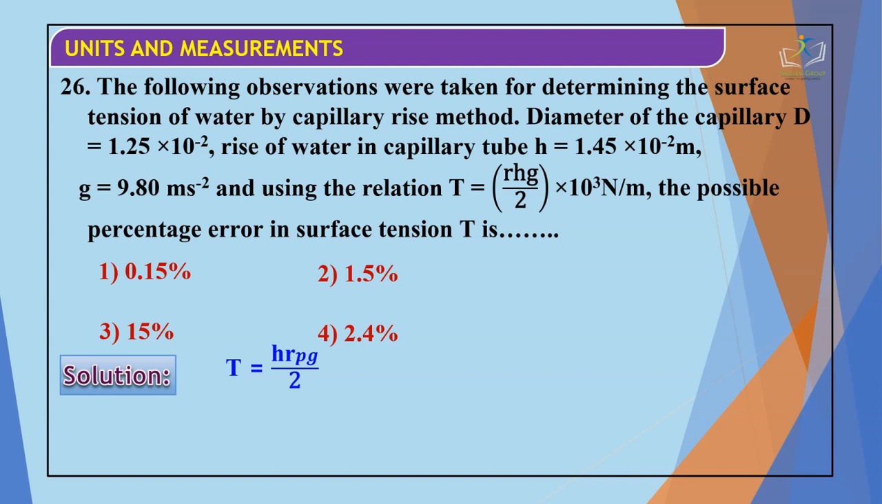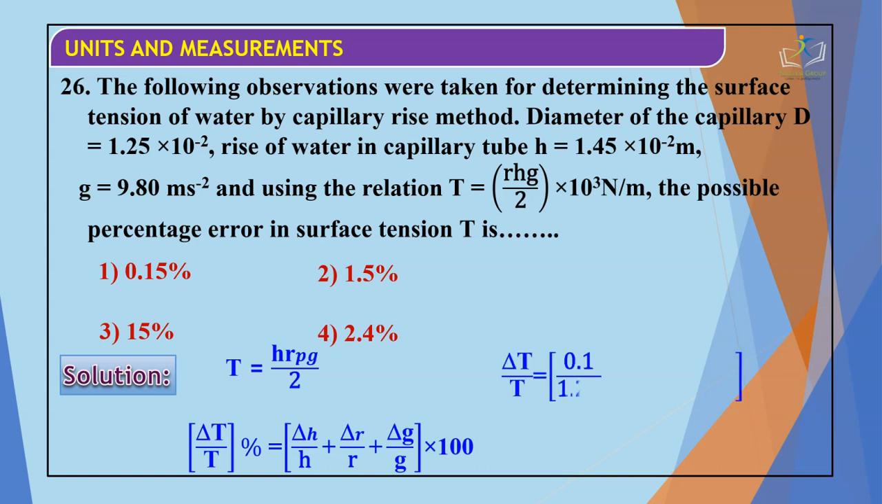So let's move with the solution part, students. T is equal to h r rho g by 2. Now for the percentage error, delta T by T percent is equal to delta h by h plus delta r by r plus delta g by g, into 100. Now we just put all these values here and get the value 1.5%. I hope you understand, students. So the correct answer for this question is 2.